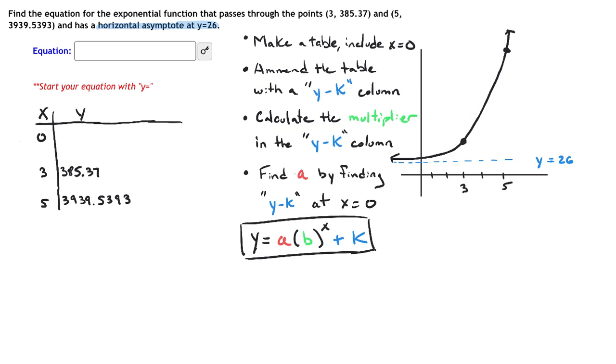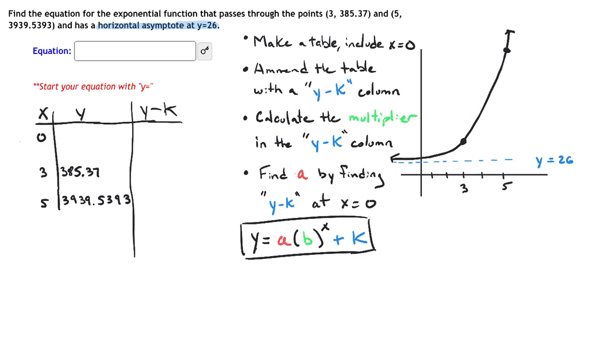The neat thing about having an asymptote of y equals 26 and not y equals 0 is that the next step is to amend the table with another column. This column helps us figure out the distance each of these points is from your asymptote. That's an important aspect of finding the correct multiplier: having the correct distance. So we make another column where you have your y minus k, because we want to find the distance between these two.